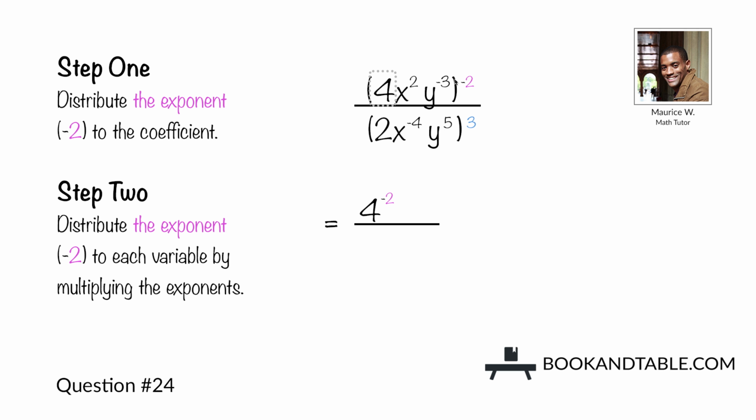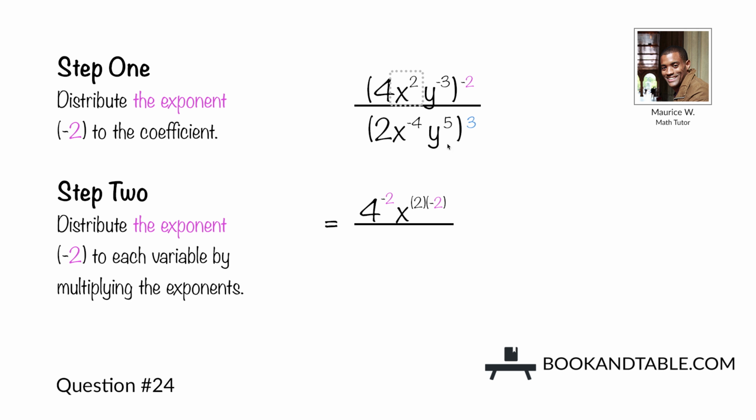So since the numerator and the denominator have different exponents, you want to distribute these exponents first, and then take the resulting fraction and divide the like terms. So step 1, distribute the exponent negative 2 to the coefficient 4. That gives you 4 to the negative 2 in the numerator.